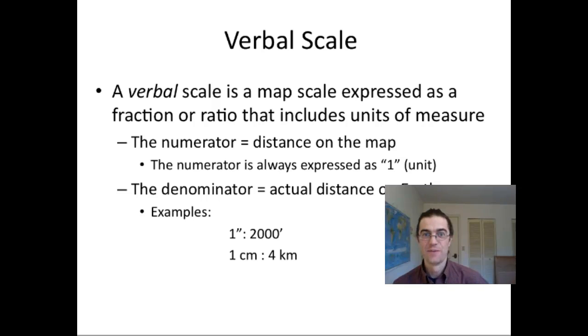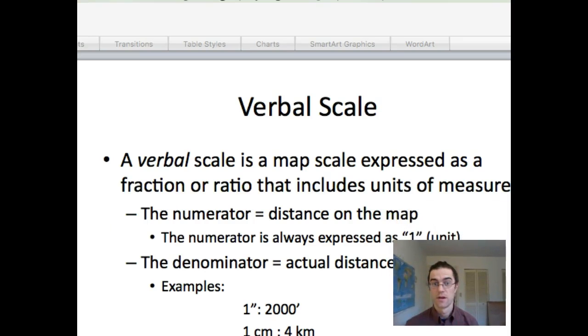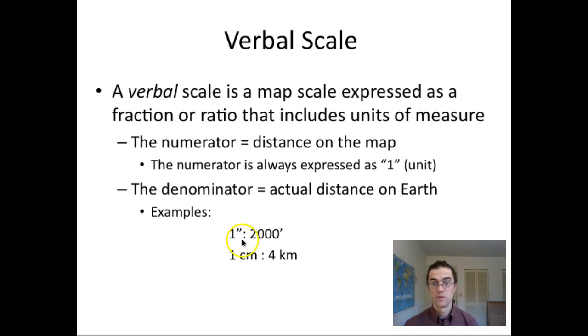Okay. Verbal scale. This is a map scale expressed as a fraction or ratio that includes a unit of measure. So the numerator is the distance on the map. The numerator is always expressed as a 1. And the denominator is the actual distance on Earth. And so examples, 1 inch equals 2,000 feet. 1 inch on the map would be equivalent to 2,000 feet on land, or 1 centimeter to 4 kilometers. Likewise, 1 centimeter on the map would be equivalent to 4 kilometers on Earth.